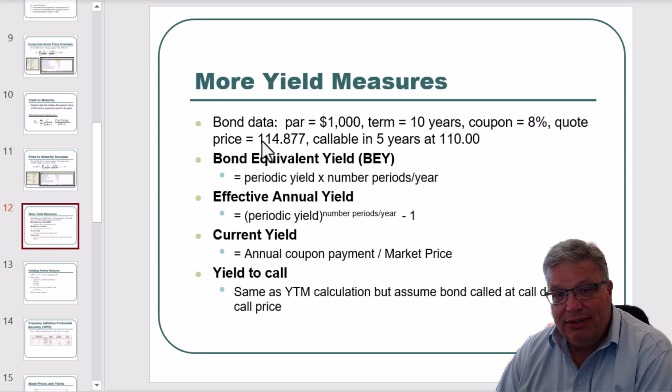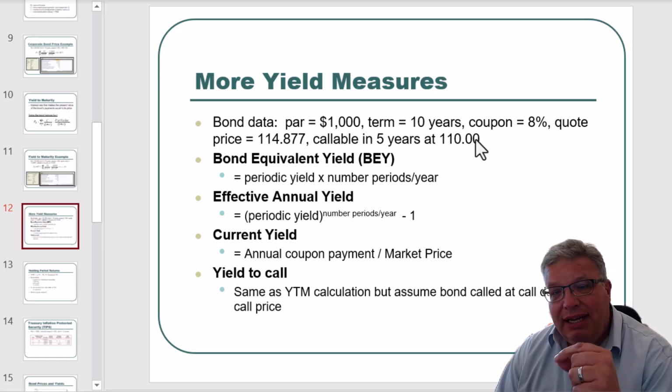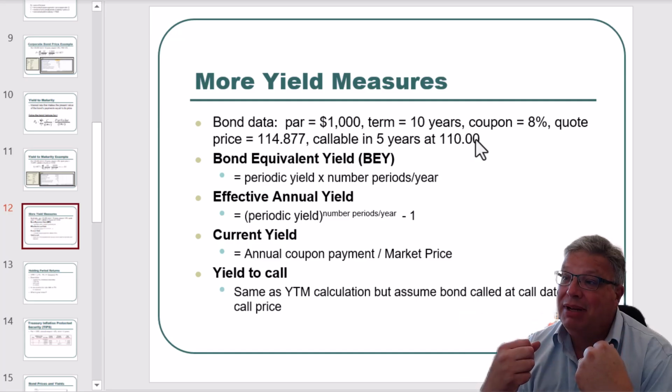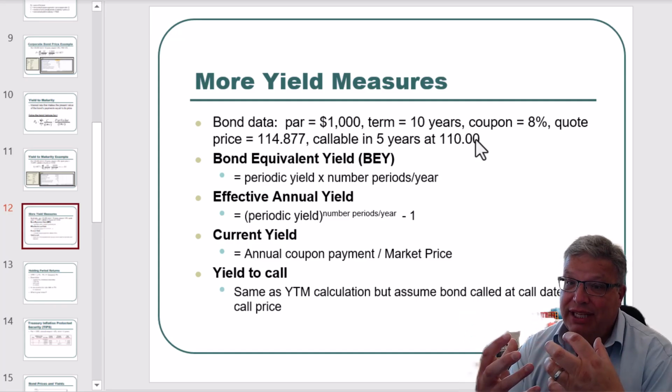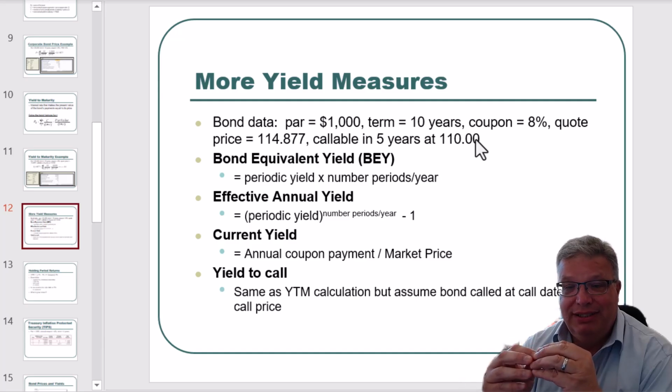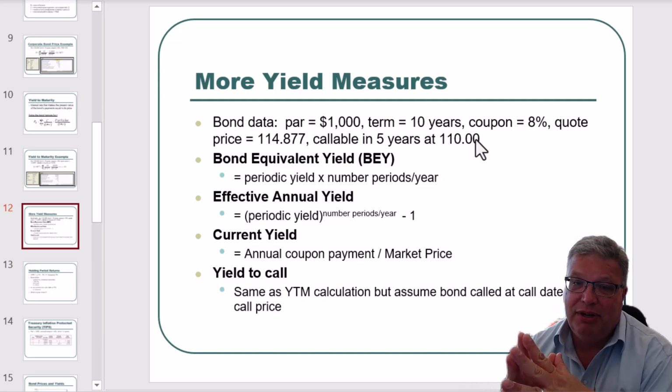The quote price is 114.877% of 1,000, right? And this time, it's also going to be callable in 5 years at 110. And what that means is that in 5 years, the issuer, the company, can decide to call back the bonds to pay off their debt early, basically, but they have to do it at a price of 110 or 110% of par value, which is $1,100.